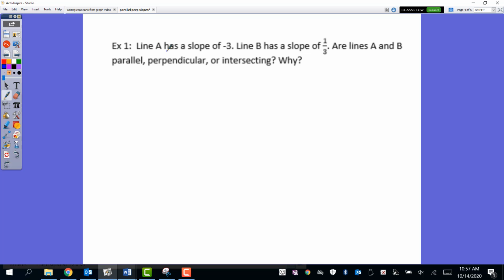So here we go. How do we actually use this in a question? It says line A has a slope of -3. Line B has a slope of 1/3. Are lines A and B parallel, perpendicular, or intersecting, and why? So here are my slopes, -3 and 1/3. Parallel would be if they're the same. Perpendicular is the flip and switch. And then intersecting is neither of them.